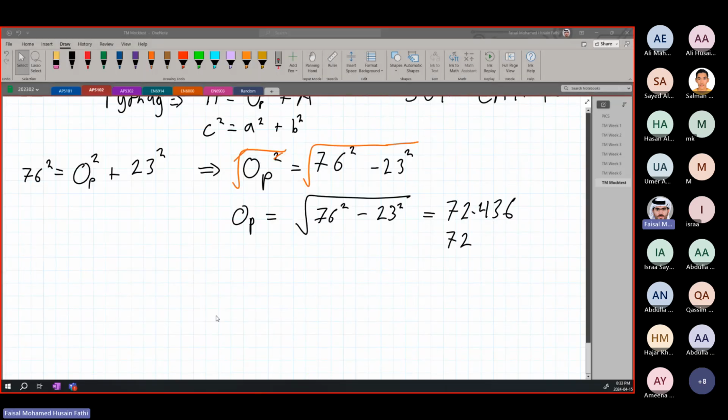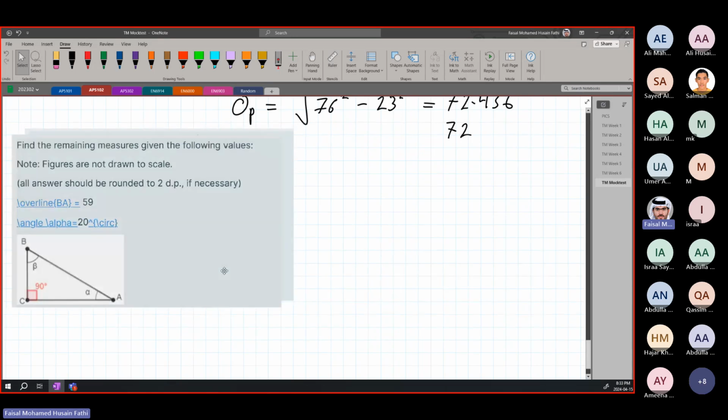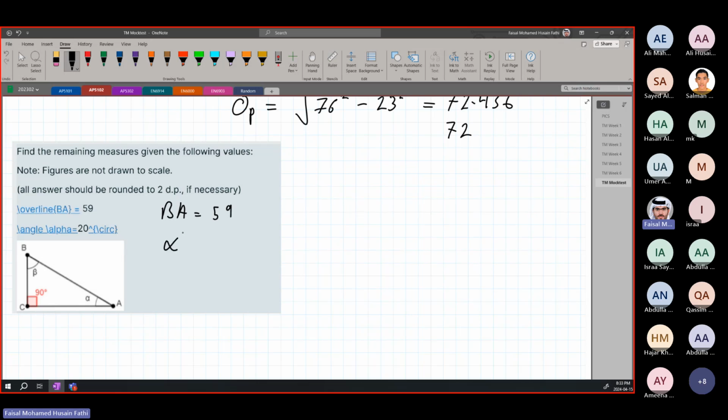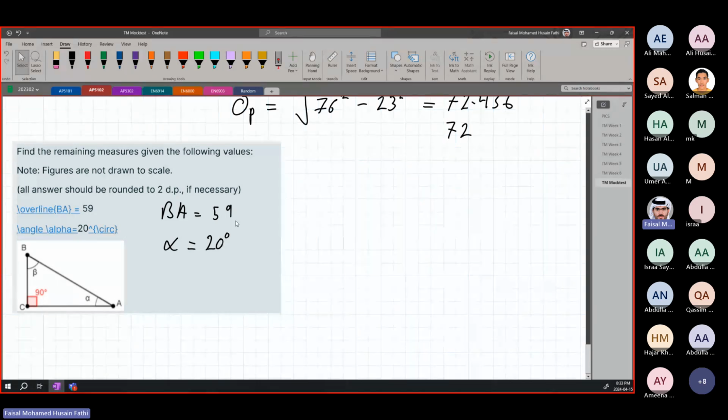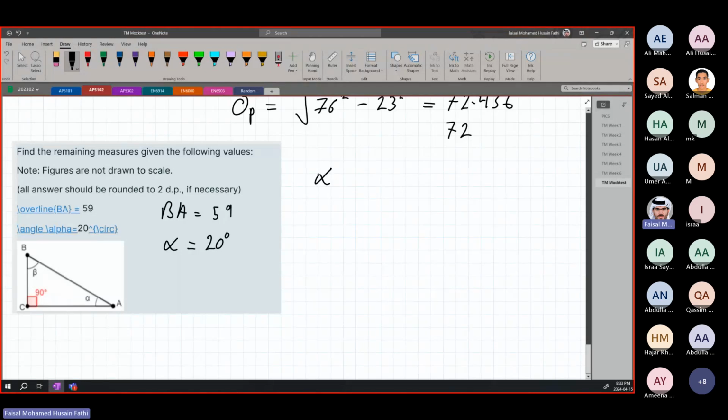Okay, so this is the question. Find the remaining measures given the following values. This is saying that BA is equal to 59 and angle alpha is equal to 20 degrees. Again, I think this is just because of the printing. It became like this. So BA is 59 and alpha is 20 degrees. The question says find the following. We need to find angle beta.